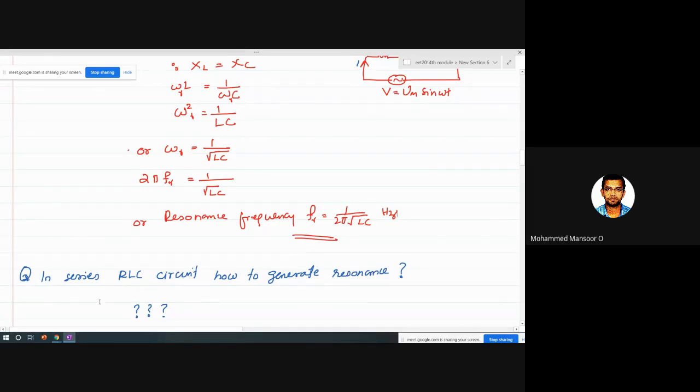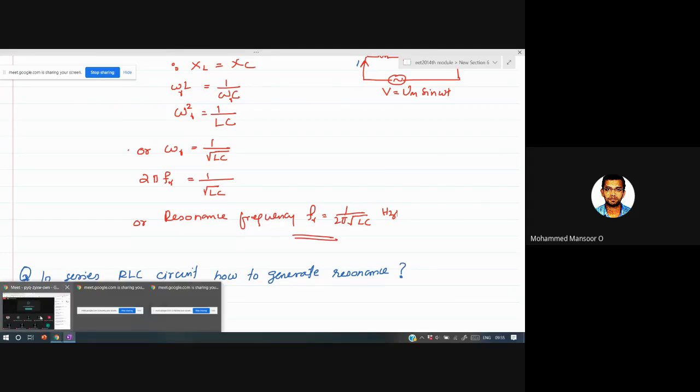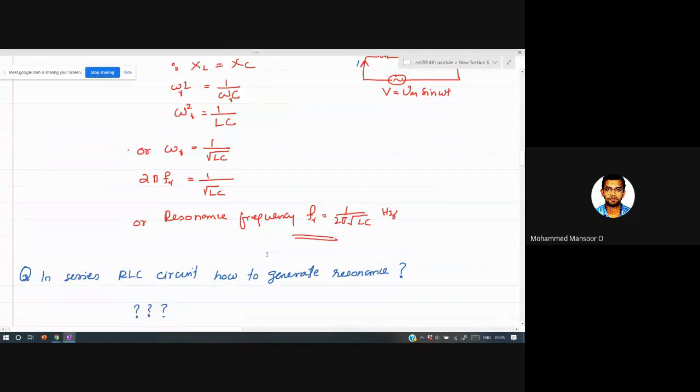In a series RLC circuit, how do we generate resonance? We now know the condition for resonance: XL is equal to XC. By means of a suitable arrangement, if we make XL equal to XC, we can create the resonance condition. So my question is, in a series RLC circuit, how do we generate resonance? A batch, B batch, answer, don't worry, respond.